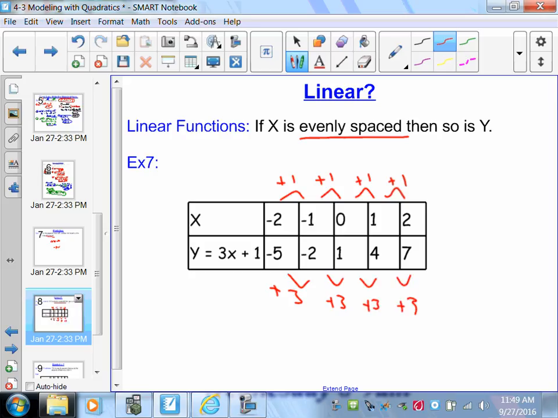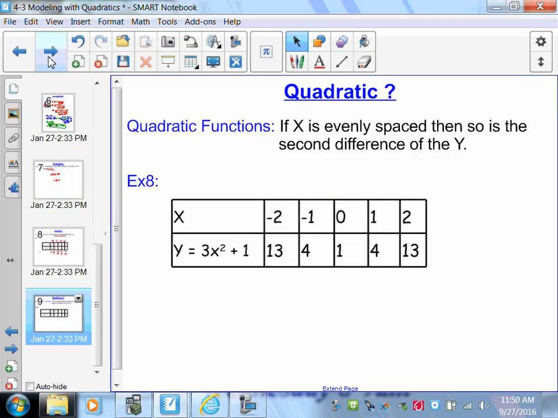Right? So as you can see, the x's are evenly spaced and the y's are evenly spaced. True. But because of the squares, the square is the degree of the graph. So instead of being evenly spaced at the first try, it'll be evenly spaced at the second try, because it's a second degree. It's like 2 degrees of separation for this one. So for a quadratic, if the x is evenly spaced, then the second difference of y is equally spaced.